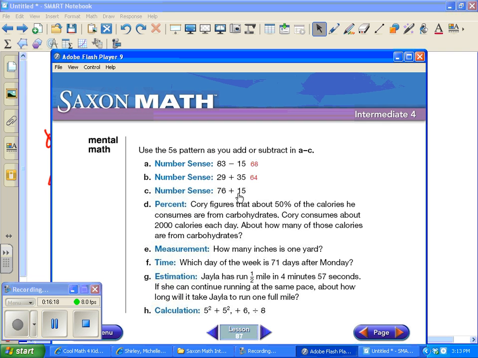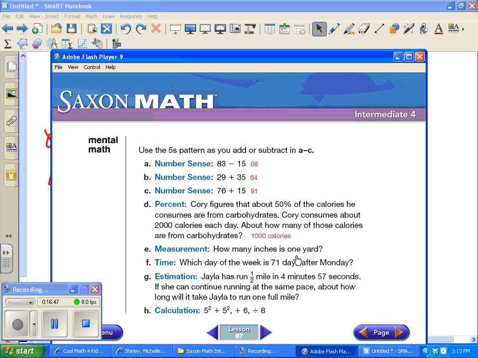So, 7 and 1 is 8, but if I carry that 1 from that 11, I'm going to have 1 more. So it's going to be 91. You see that? Okay, Corey figures that about 50% of the calories he consumes are from carbohydrates. Corey consumes about 2,000 calories each day. About how many of those calories are from carbohydrates? Well, 50% is half. Half of 2,000, 1,000 calories.